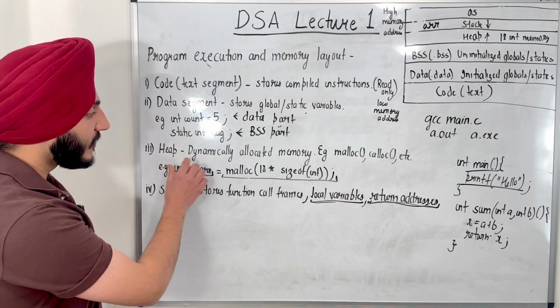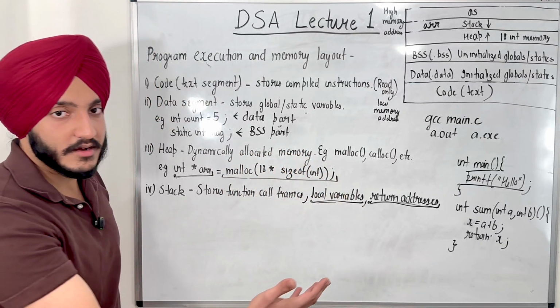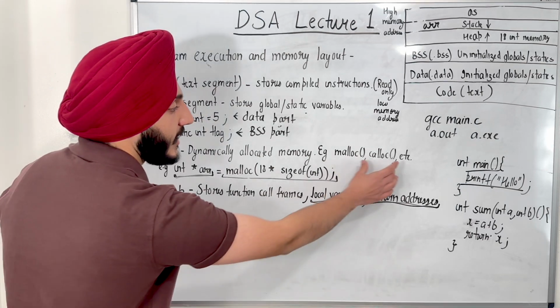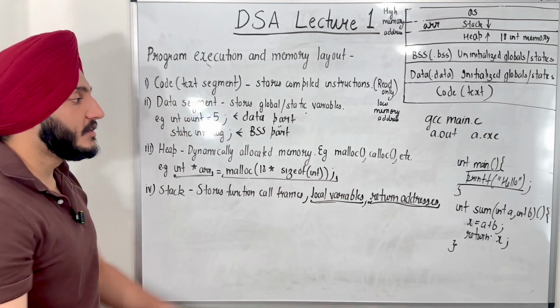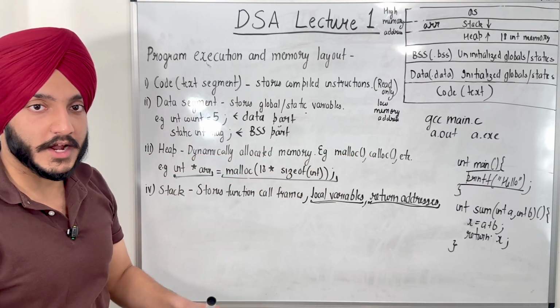Right? Heap is where the dynamically allocated memory is created. How do we dynamically allocate memory? That's using malloc and calloc functions, right? So these are the functions. Whenever you see them, remember that the memory they have created is actually inside the heap.